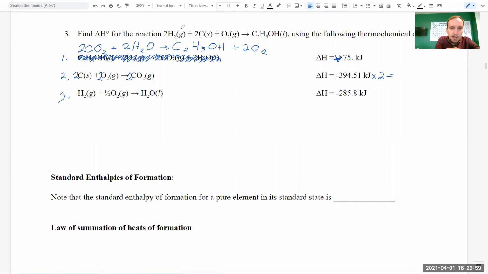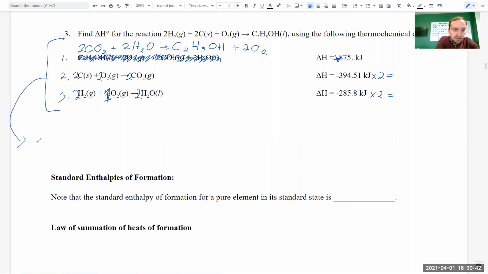Looking at reaction number 3, I notice I have 2 H2s, and I only have 1 here. So that, again, is a clue. I might have to double reaction number 3 as well. Looking at that again, we have half an oxygen, and we need 1 oxygen. We only have half an oxygen, so yeah, that's probably going to have to be doubled as well. So let's go ahead and do that. I'm going to double this, so that becomes 1, and double that. Okay, all right, let's put all of this into one massive equation down here.